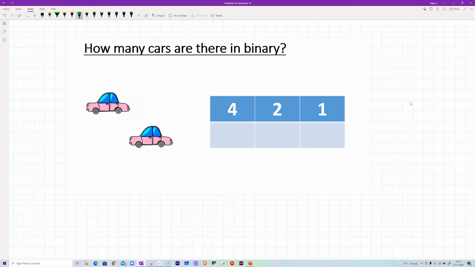Right then, so how many 4s can you fit into 2? 0. How many 2s can you fit into 2? 1. And now you have used 2. There's nothing left. So how many 1s can you fit? 0. So that's 10 cars.